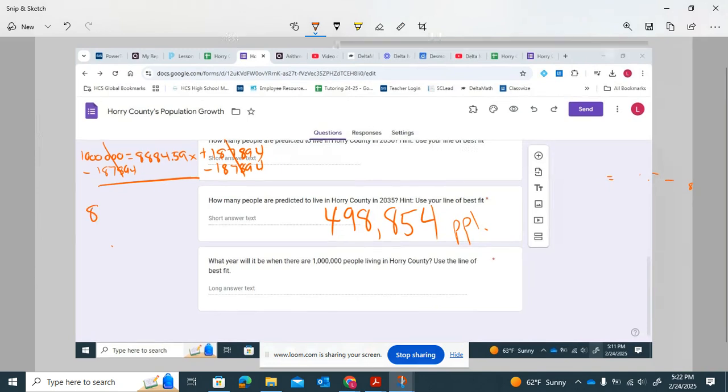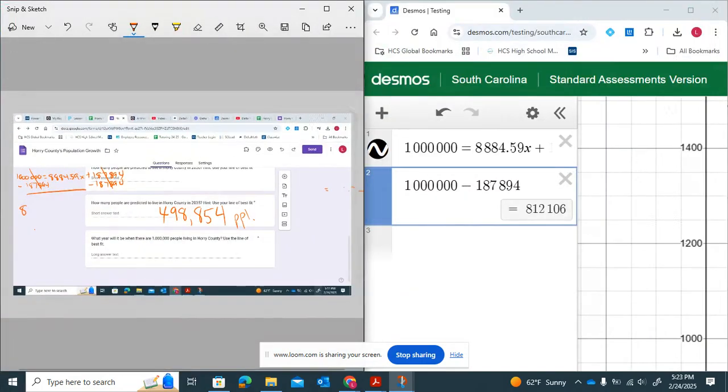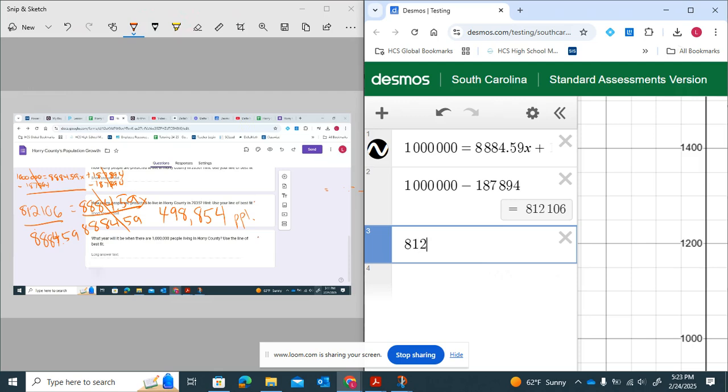812,106, and that equals 8884.59x. Then you divide by 8,884.59, and you should get the year. So it says 91, 91 years after 2000.